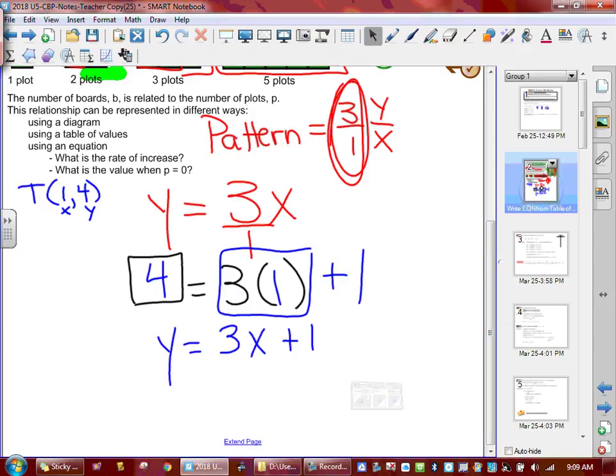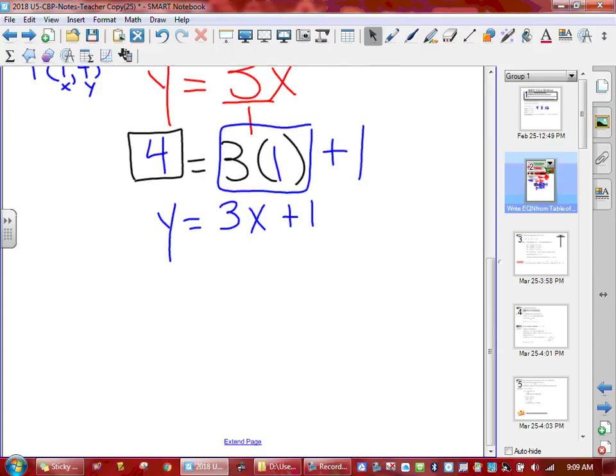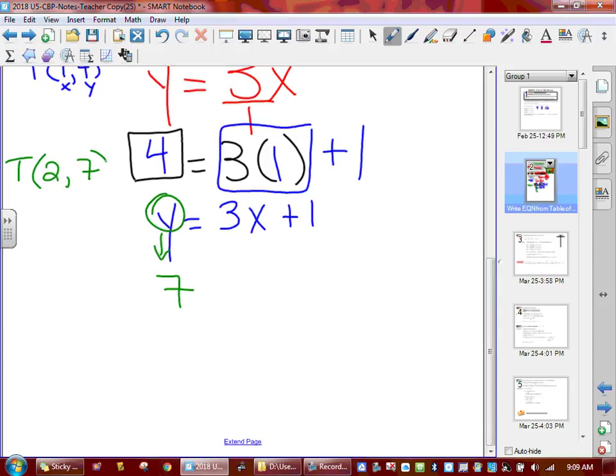We're going to take this and check the next test point. The next test point was 2 and 7. So now we've got to put the 2 and the 7 where the X and the Y are, and then we see if the pattern works. Will my left side equal my right side? So I'm putting a 7 where the Y is, because my next point is 2 and 7. 2 is the X, Y is the 7. Okay, you should be writing this down.